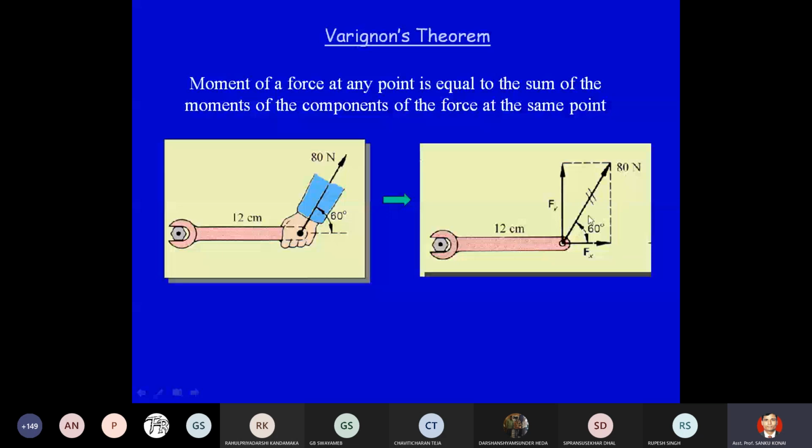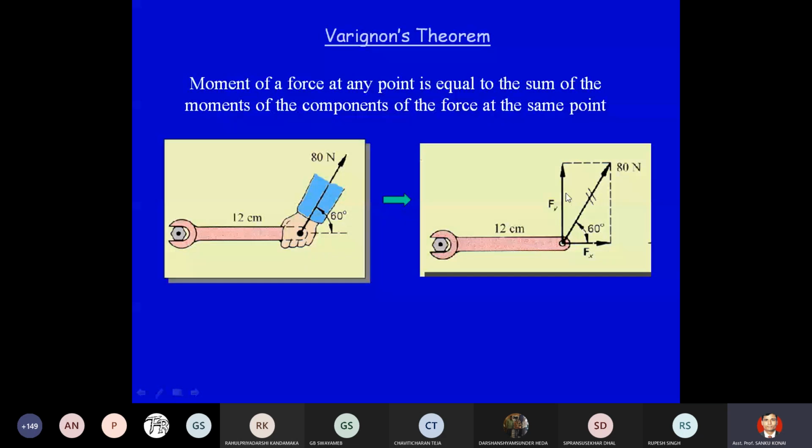Now this theorem is saying that if you calculate the moment by using the perpendicular distance from the moment center to the line of action of the force, it will be equal to the moment if you calculate the moment using the components of the force. Like in this case, 80 into the perpendicular distance from this point will be equal to the sum of the moment generated by these component forces Fy and Fx.